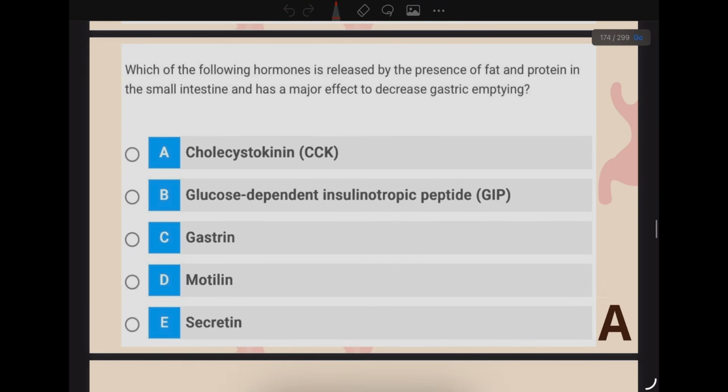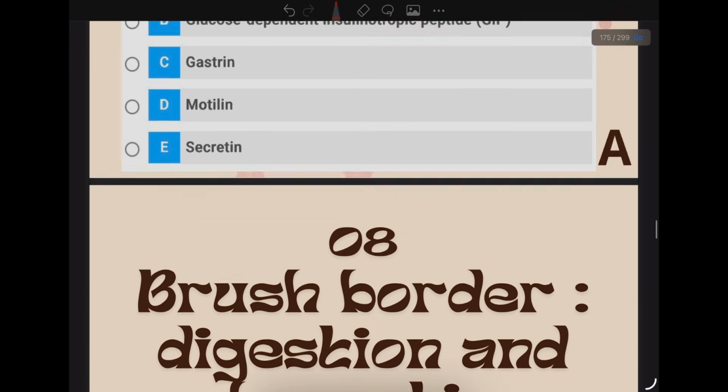The answer is A, cholecystokinin. Because, you know, fat decreases gastric emptying. You know that cholecystokinin does that.